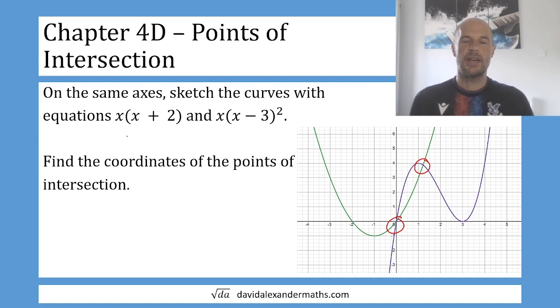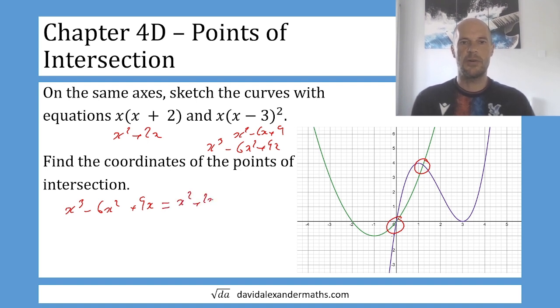So what I'm going to do to work them out is expand the brackets, so that is x squared plus 2x. The (x - 3) squared is x squared minus 6x plus 9, multiplied through by x is x cubed minus 6x squared plus 9x. So I'm going to set them equal to each other so that I can work out the x values of the points of intersection. So make that equal to x squared plus 2x. Take away an x squared from both sides, so that's going to be x cubed minus 7x squared. Take away 2x from both sides, plus 7x equals 0.